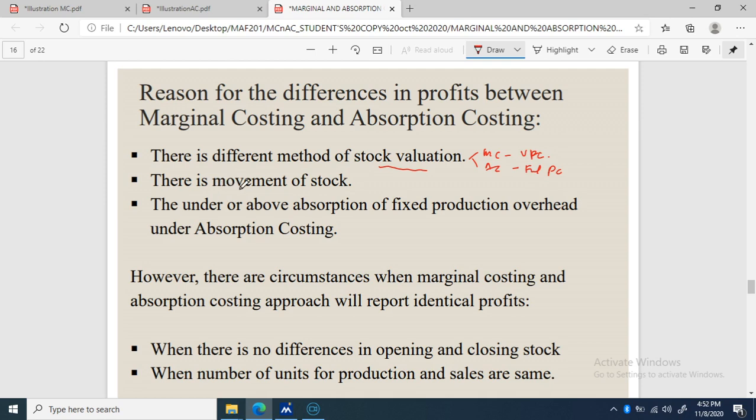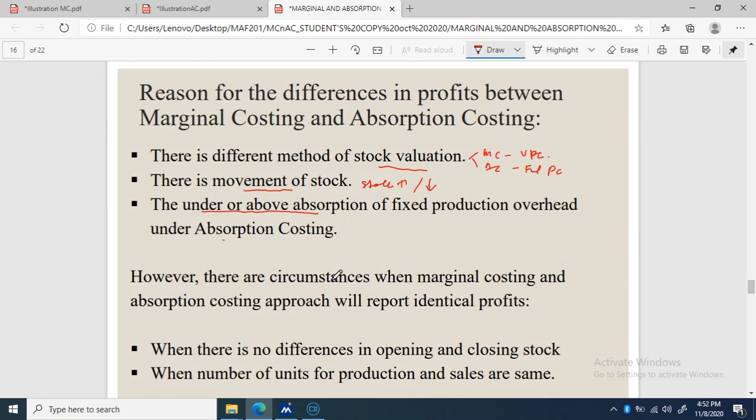Okay, and then there is movement of stock. That means stock increase or decrease. And then under or over absorption of fixed production overhead under the absorption costing approach. So that's why the profit is not the same.